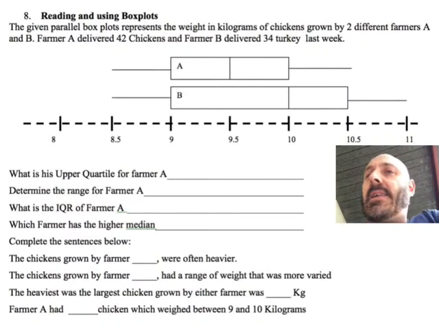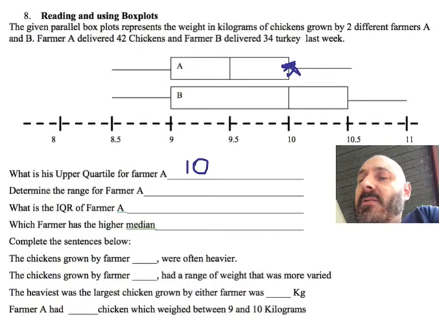Okay, here I am again looking at some box plots, comparing some chickens or some turkeys or something. Doesn't really matter. Box plots are a pretty good way of comparing distributions, and it looks pretty simple. A few questions for Farmer A first. So what is his upper quartile for Farmer A? Well, our upper quartile is going to be this point here, and so that will be 10. So his upper quartile is 10 birds.